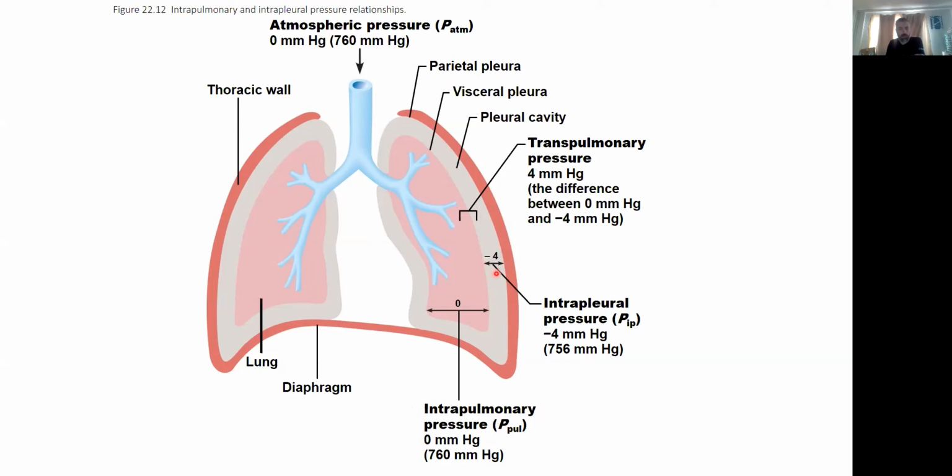There always has to be a vacuum here. This pressure always, always, always must be less than this pressure. If it's not less than this pressure, then we have a collapsed lung. This suction is what's holding this lung open. We can also talk about transpulmonary pressure, which is just the difference between intrapulmonary and intrapleural pressures. Again, as long as that is negative, we're good.